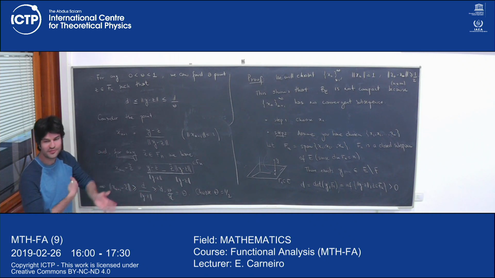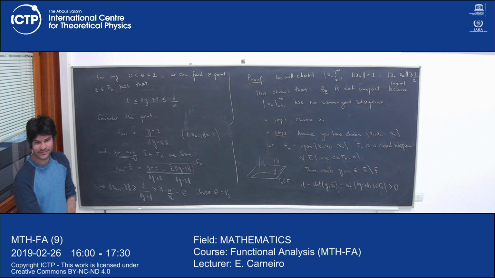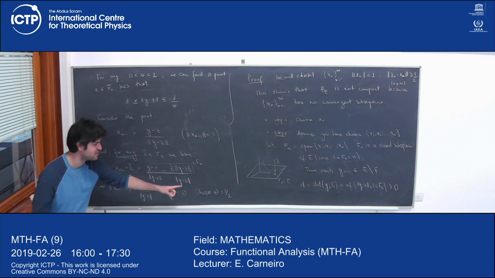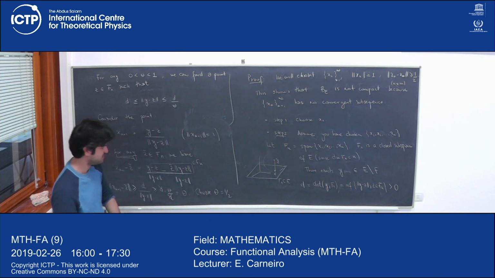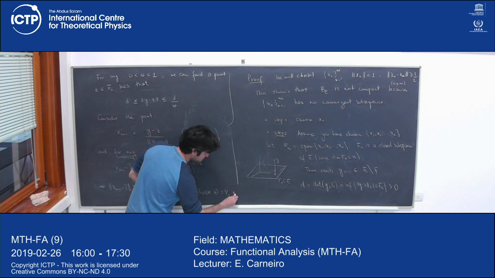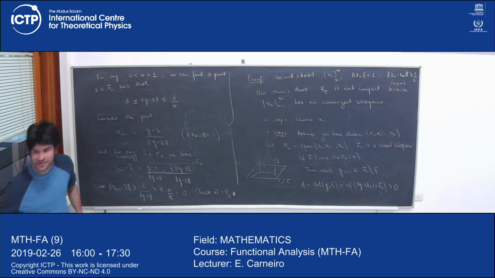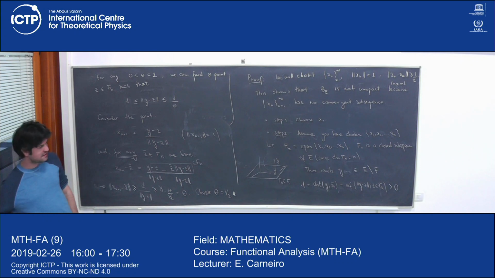And then you keep doing this process. In particular, since the distance to any point in the subspace is bigger or equal than 1/2, the distance to the other endpoints is bigger or equal than 1/2. So this is a simple proof that the unit ball is not compact. We didn't use that it was a Banach space, we just used the norm. So in an infinite dimensional normed vector space, the unit ball is not compact. That's the message of today's class.